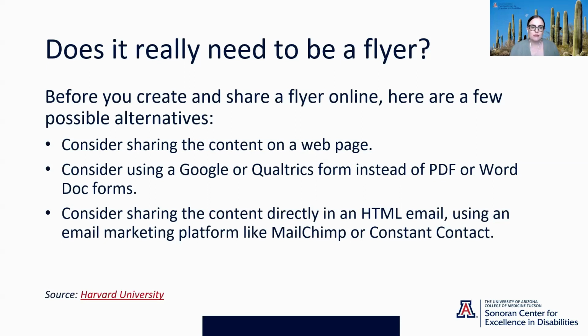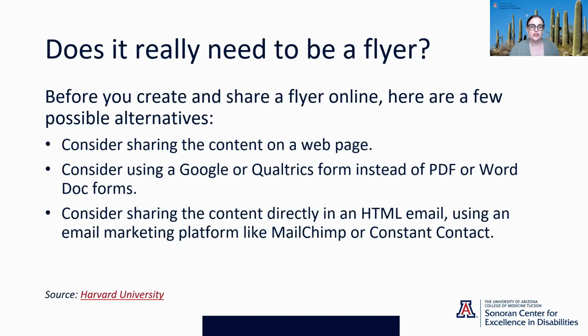Consider using Google Forms or Qualtrics forms instead of PDF or Word doc forms. A web form is also easier to create, and it's going to be much more accessible. Plus, collecting data in this way is much more streamlined, allows for things like autofill access, which is also helpful for people with disabilities and people without disabilities. And you'll have better version control if you use digital forms like that.